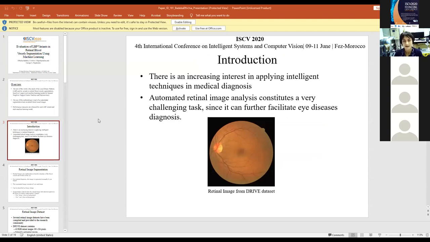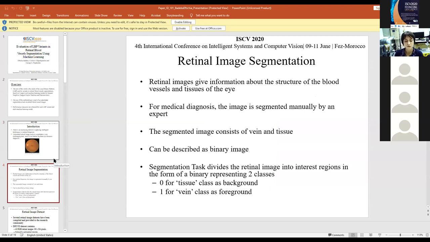So we have an increasing interest in automating a segmentation task because the specific examination of the eye can provide many details about eye diseases, diabetes, or also cardiovascular disease. This image consists of two basic elements, tissue or vein. The segmentation task can give us the structure of the veins of the eye. When we have this kind of segmented result, we can give a better diagnosis. But the problem is that this task happens manually. And imagine how much time it takes to label each pixel, 0 if it is tissue or 1 if it is a vein. So that's why computer vision comes to solve this problem of automating this task.